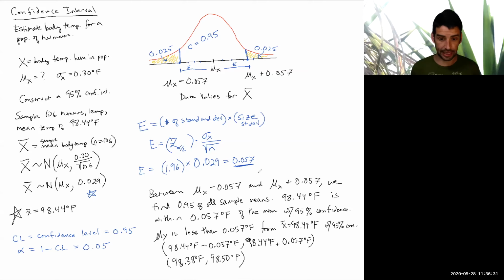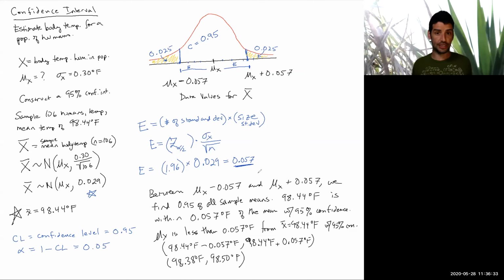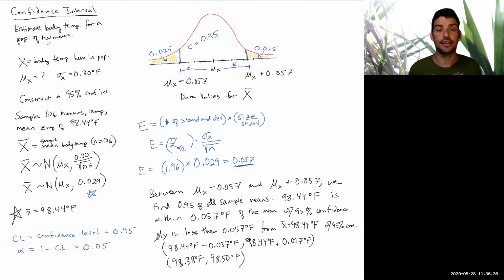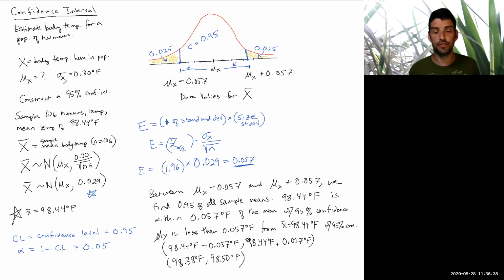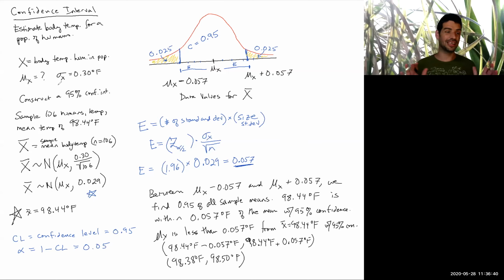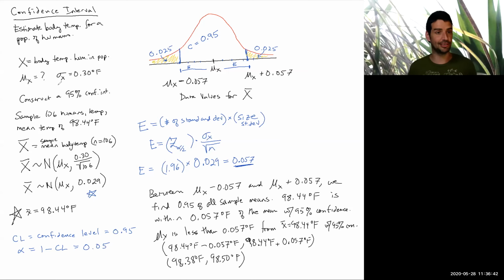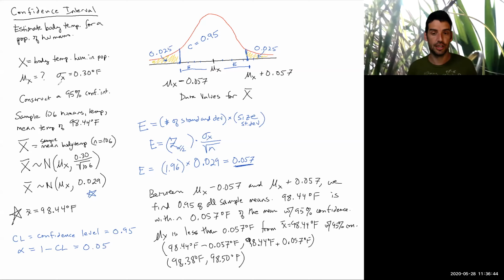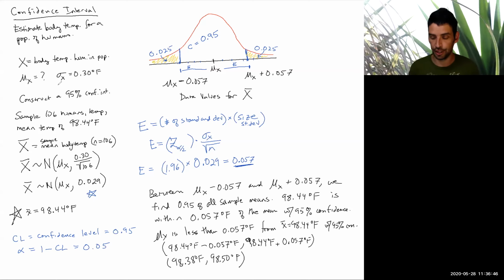Okay, that's what a confidence interval is, right? This is one type. We were looking for the mean. We knew the standard deviation of the population. That's a little bit unrealistic, but it's a good place to start. We'll talk about how to do it when we don't have that standard deviation in later videos.